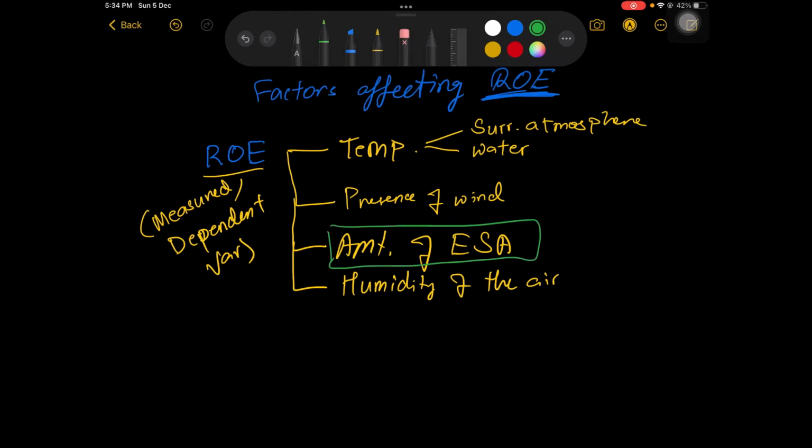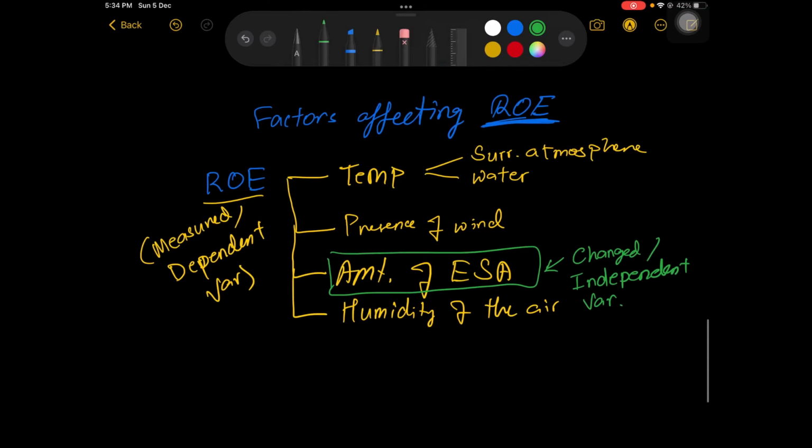So this would be our changed variable, or the independent variable, right? In any scientific experiment, as you guys would know, we can only have one changed variable, and the remaining factors within the setup must remain constant. They cannot be changed, they must be controlled.